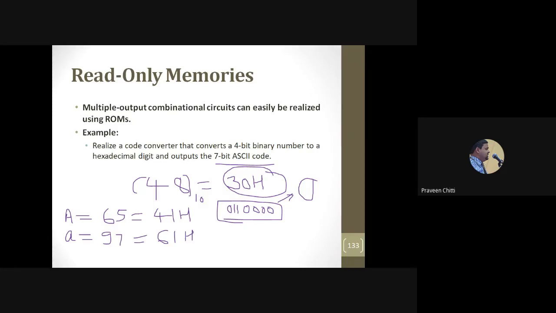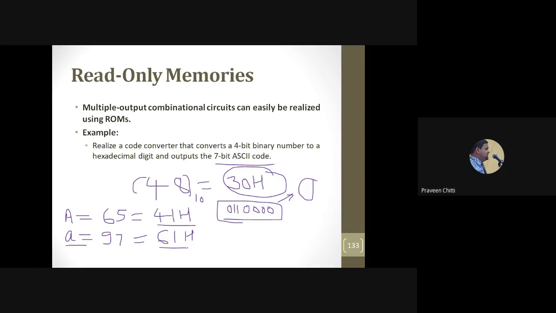You should never forget. Right? ASCII value for 0 is 30 hex. ASCII value for capital A is 41 hex. ASCII value for small a is 61 hex. Is this clear?